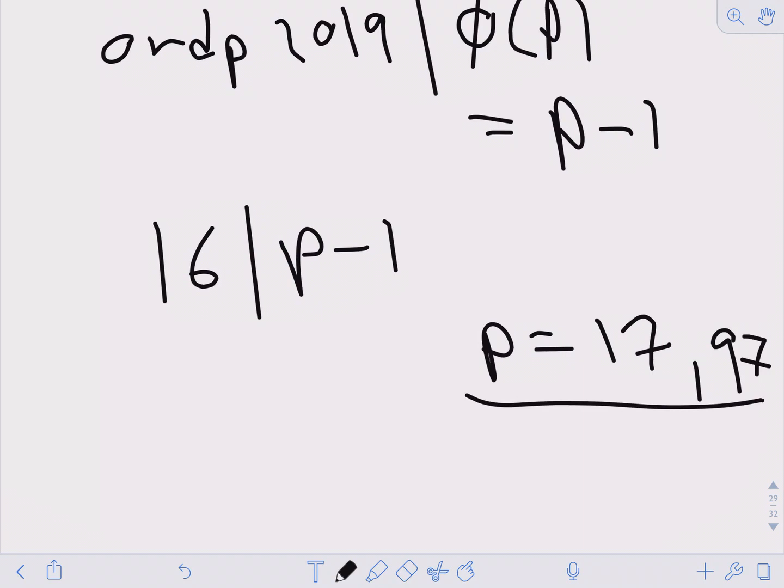We can test both of them manually, and after a lot of computation, it's not much fun, I know, but during an AMC, this is what you gotta do. So you test both 17 and 97. 17 ends up not working, but 97 does. So that's our answer.